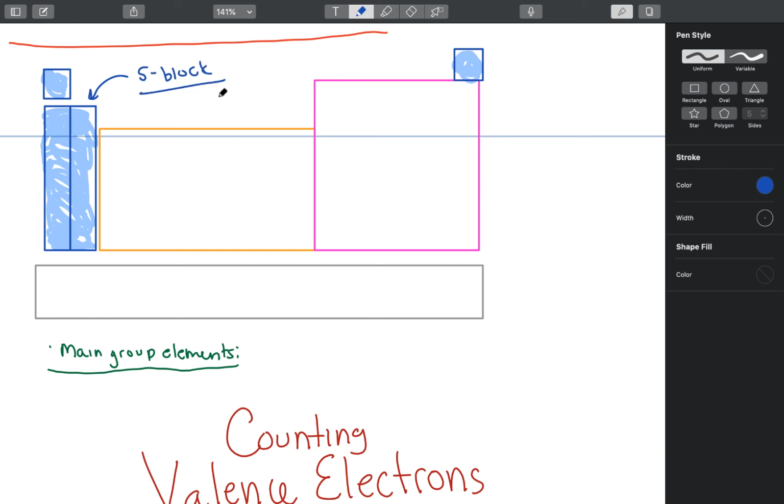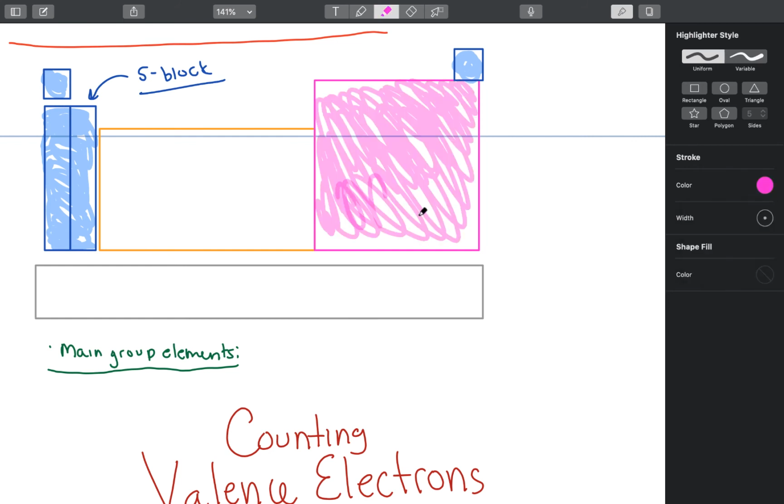And the S block is basically where you fill up your S subshells. So in the S block, the new valence electrons are filling up the S subshell. So let's go on to the P block. So the P block will be colored in pink. This is your P block.